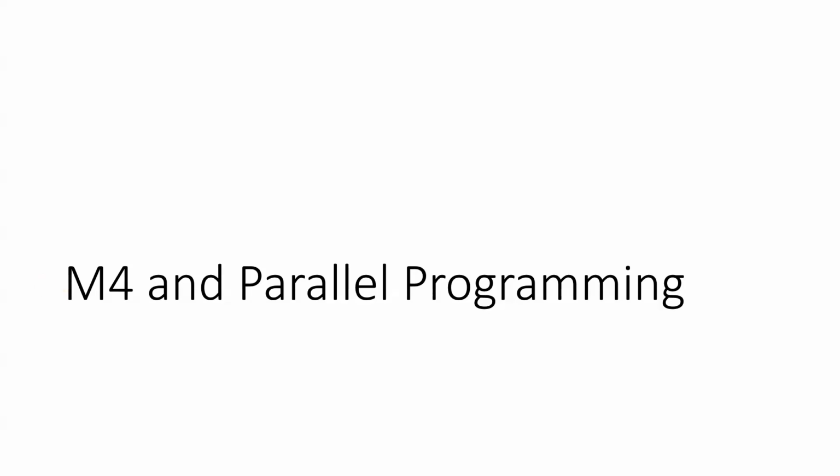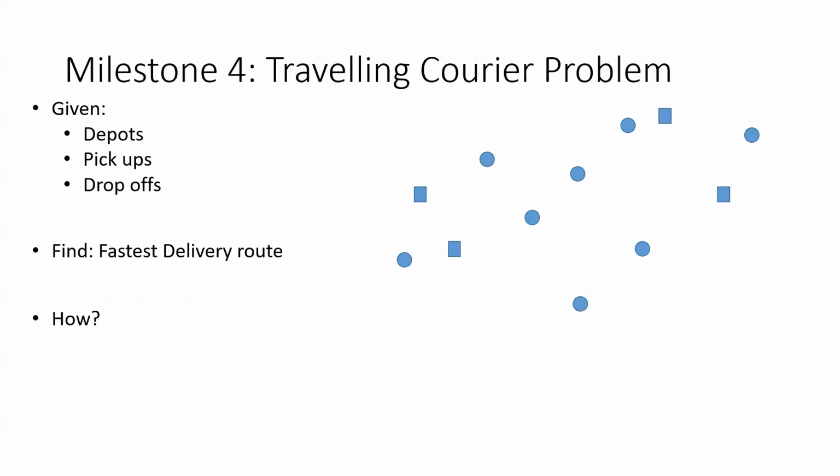So what we're covering today is milestone 4 and parallel programming. Milestone 4 is the traveling courier problem, which should already be taught in lecture. You're given a number of depots. Some of them are pickups, some of them are drop-offs. You must be picking up and dropping off in some order, and you will need to find the fastest delivery route.